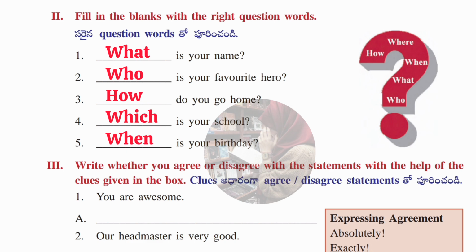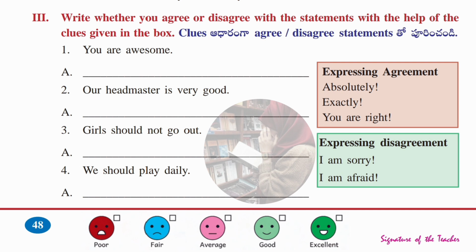Next, dash do you go home? How do you go home? Fourth one, dash is your school. Which is your school? Fifth one, dash is your birthday. When is your birthday? Okay, guys, now we'll see the third Roman, which is write whether you agree or disagree with the statements with the help of the clue box given below, given at the side.